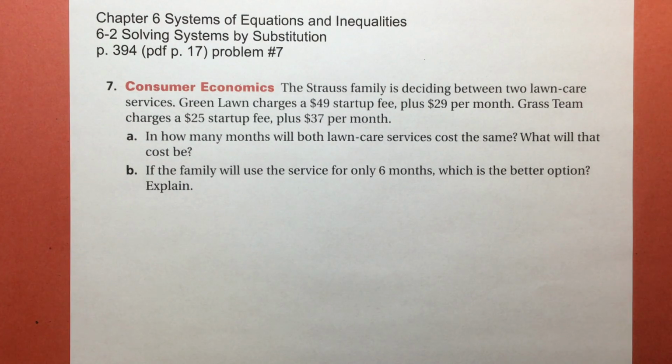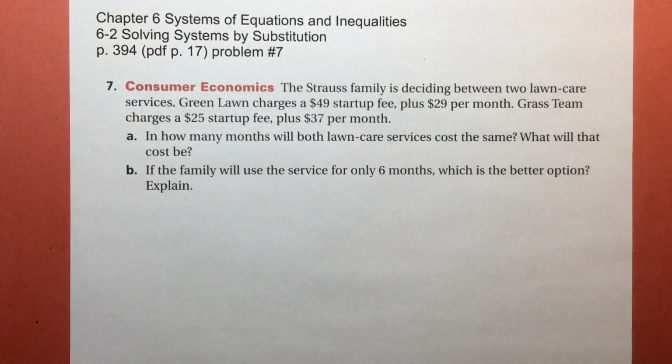So let's read it. The Strauss family is figuring out who to hire for their lawn care services. One company called Green Lawn charges $49 to be part of it, plus $29 per month. Grass Team charges $25 to start up, plus $37 per month. All right. The startup fee you only pay once. The per month fee, you're going to pay that every month.